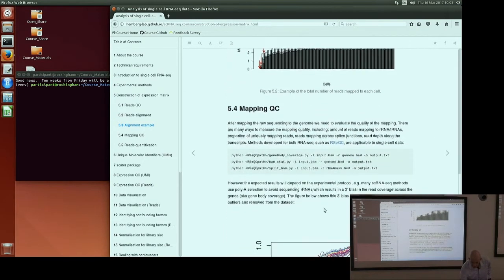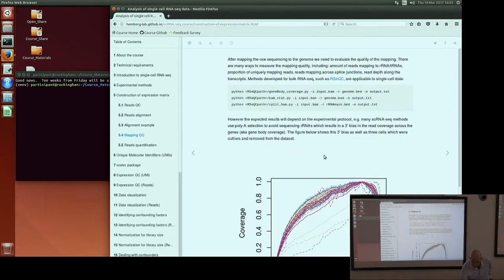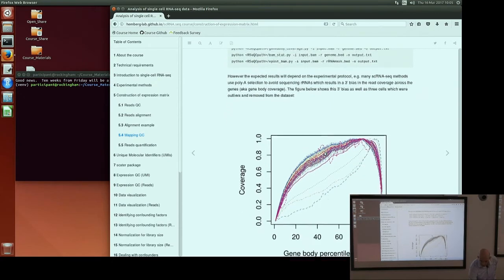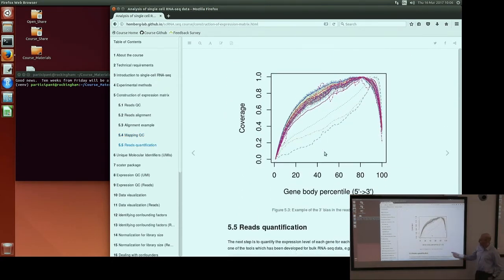Next step is mapping QC. Here again, you can use standard tools, and one of the plots that is useful to make is this coverage plot. What we have here is a metagene. We align all of the genes and normalize their length, so here is the start of the gene, and here is the end of the gene. And then we also normalize the coverage, the number of reads, and we see what it looks like.